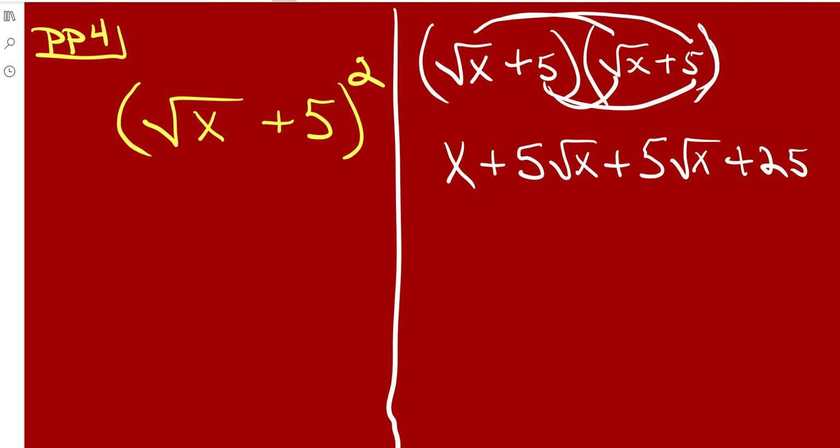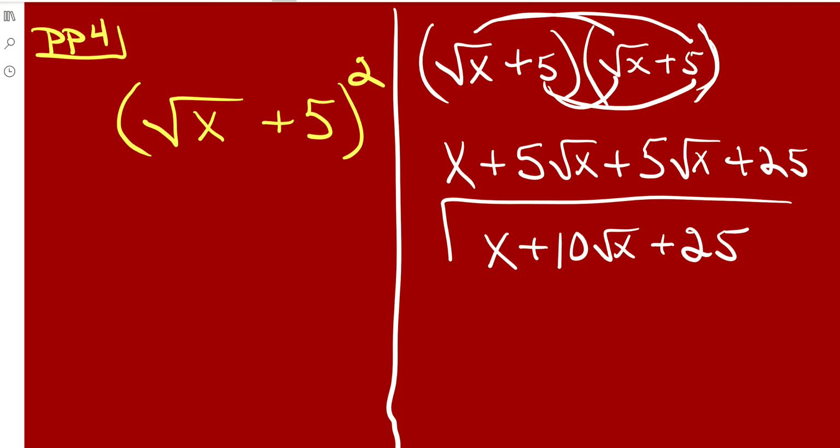So my final answer here is going to be x plus 5 root x plus 5 root x is 10 root x. And then plus 25 just comes along. I have no like terms to combine. So this is my answer when I expand it, then FOIL it.